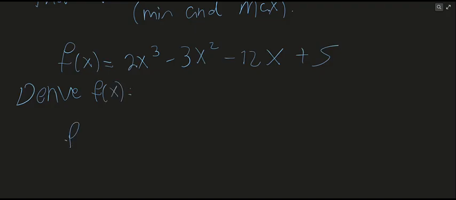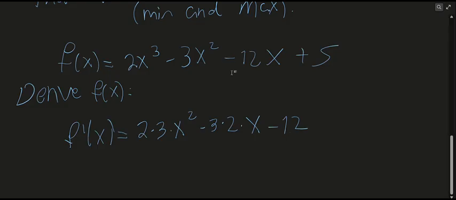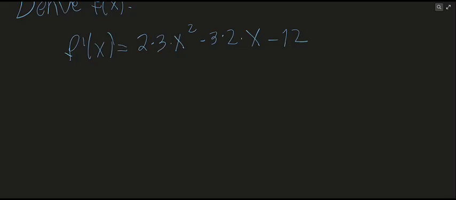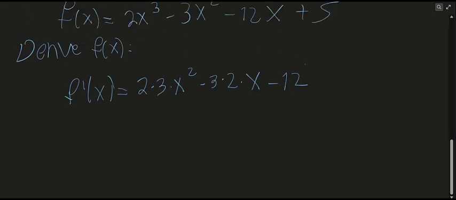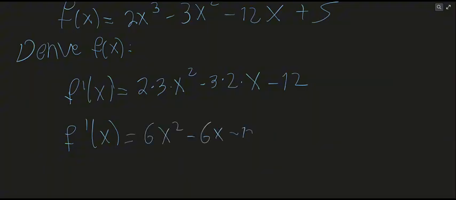What do you get? You get f prime of x is equal to 2 times 3 times x squared, minus 3 times 2 times plain x, because it's x to the 1, minus 12. The derivative of plus 5 is simply 0, because the derivative of any constant number, not attached to a variable, is going to logically be 0, because it doesn't actually change. So f prime of x is going to be equal to 6x squared minus 6x minus 12.